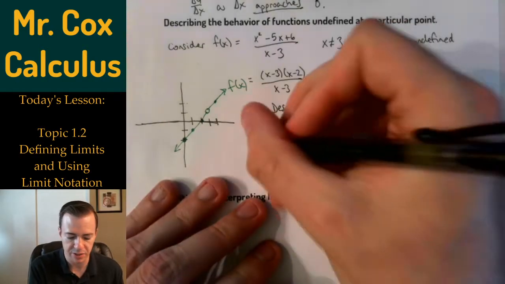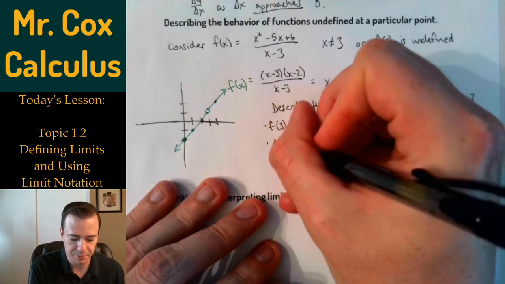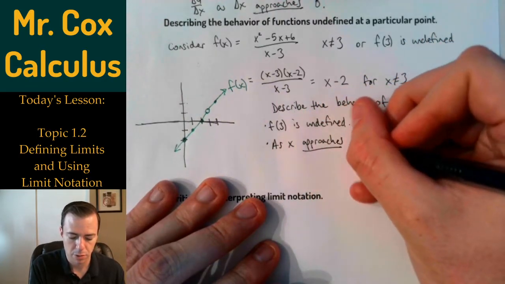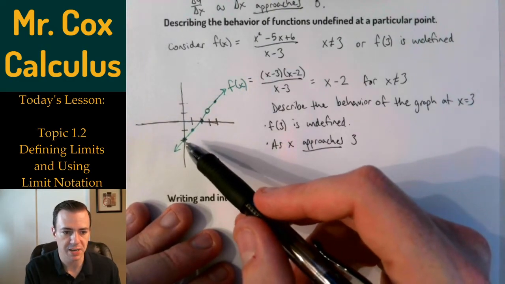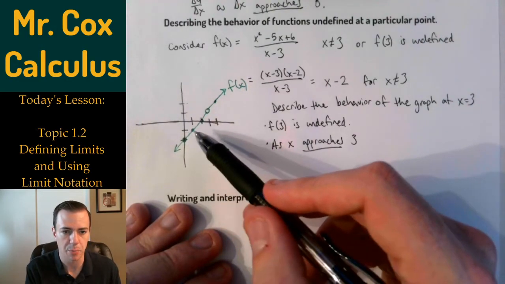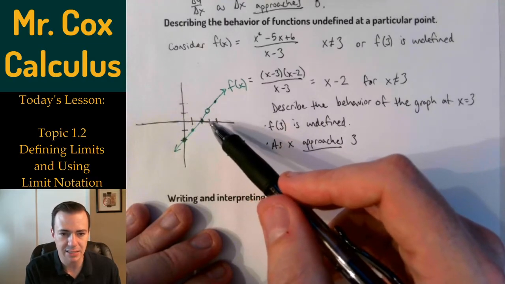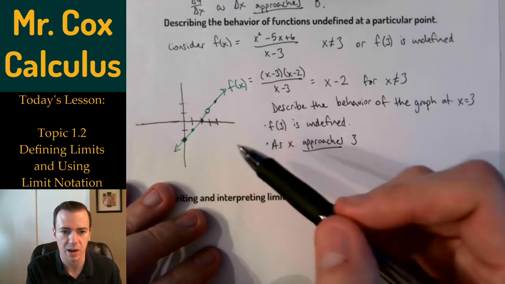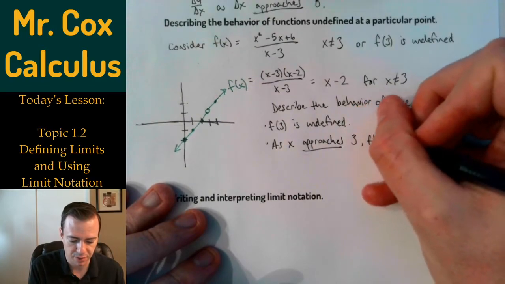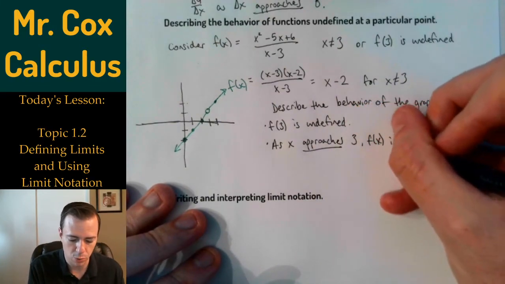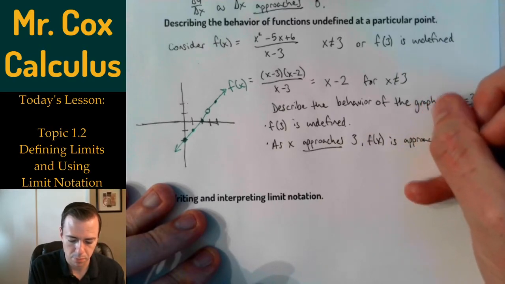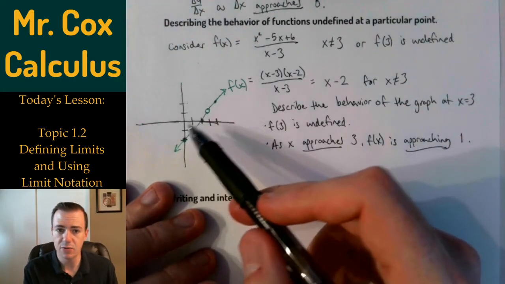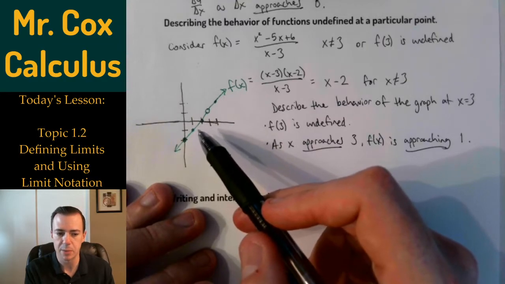However, I can say some things as x approaches 3. So as I'm getting closer to 3, and you could kind of see I was doing that by counting slope, going up 1 over 1, up 1 over 1. As I got to the value x equals 3, if I had kept doing this idea of going up 1 over 1, the function values f of x were approaching 1. Notice that it doesn't ever equal 1, but it does approach 1 the same way that x was getting closer to 3.